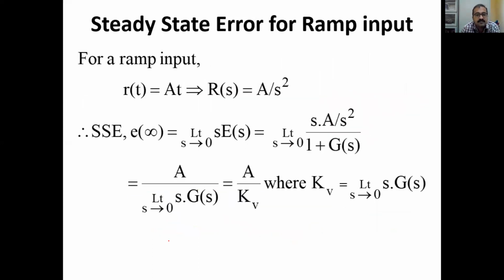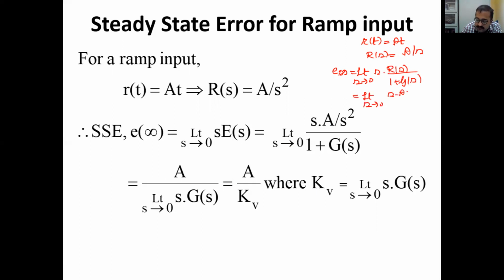Now, ramp input, steady state error for a ramp input. What is a ramp input? R of T equal to A into T, right? Where A is the slope of the input function. So what will be R of S? R of S will be A by S squared. So you can substitute. Our steady state error will be limit S tends to 0, S into E of S, and E of S is nothing but R of S divided by 1 plus G of S. Fine. So what will you get?